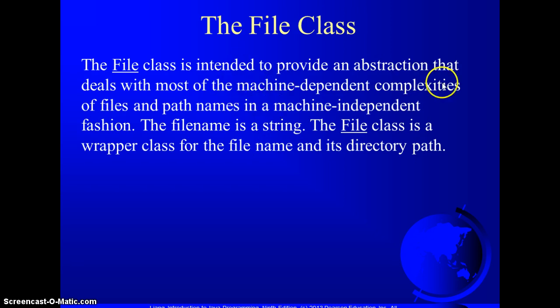The file class is intended to provide an abstraction that deals with most of the machine-dependent complexity of files and path names in a machine-dependent fashion. The file name is a string. The file class is a wrapper class for the file name and directory path.